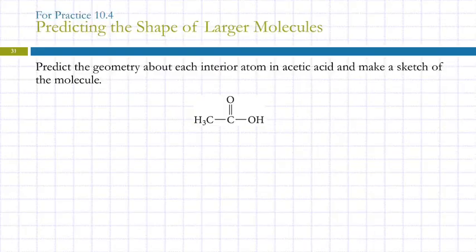So let's do an example. Let's predict the geometry around each interior atom in acetic acid. Make a sketch of the molecule. So I'm going to pull this guy apart a little bit. I'm going to take those 3 hydrogens and this hydrogen, and I'm going to draw them separately. So those hydrogens are coming off of that carbon, and this hydrogen's over here.